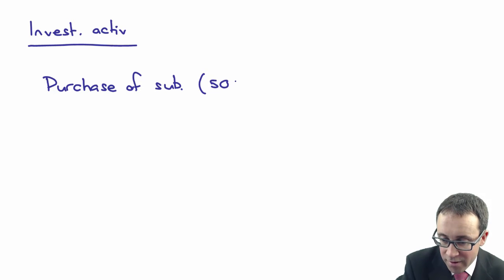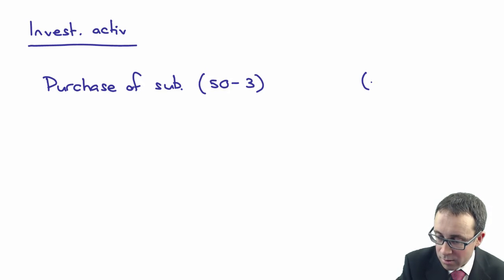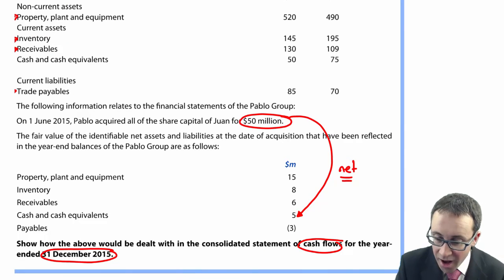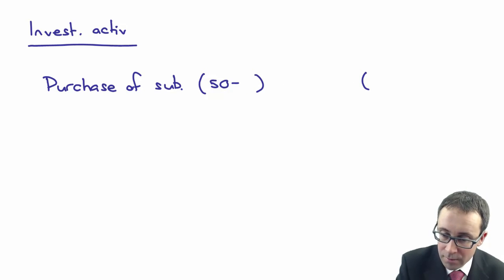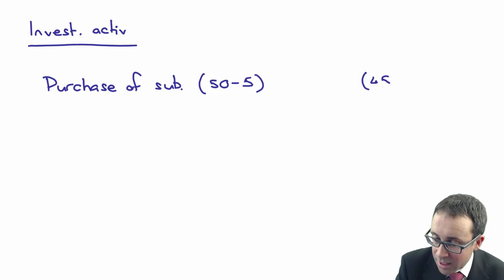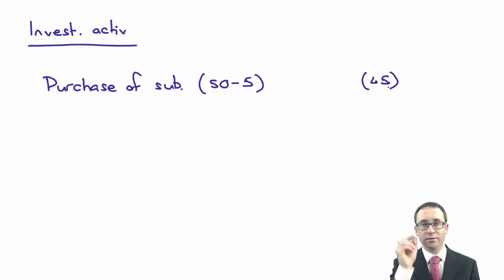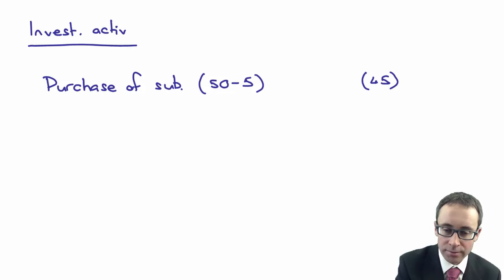So did we pay 50? And I think it was cash of 3. Let me just double check. 5, careful Christopher. Cash of 5 that came in, wasn't it? Okay. So cash of 5. So the net cash is 45. Okay. Provided you get the right numbers.